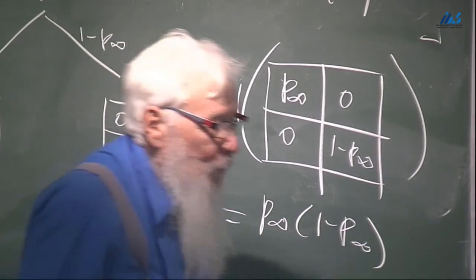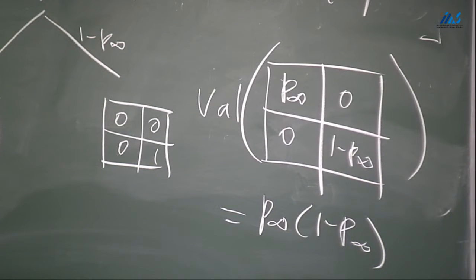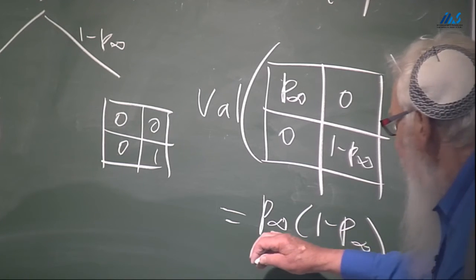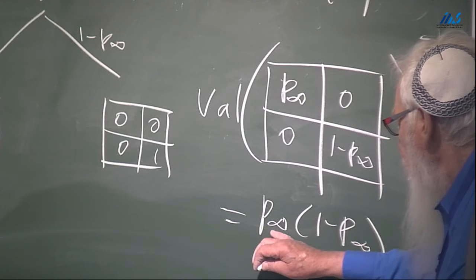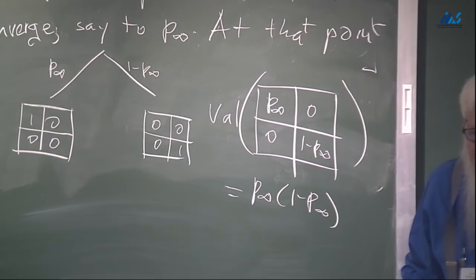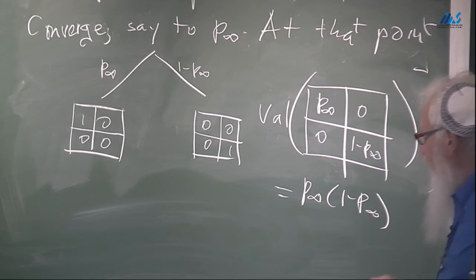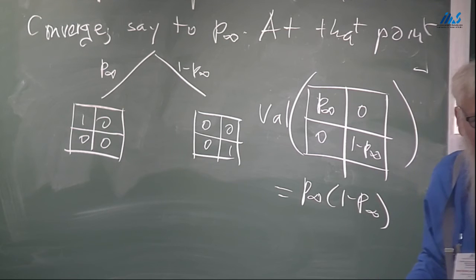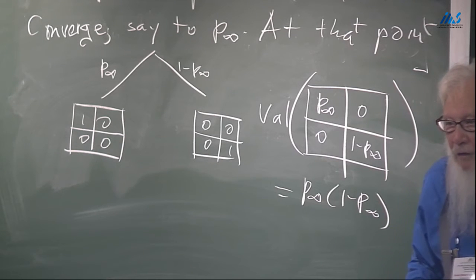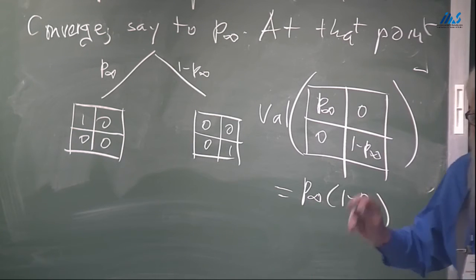So if player 1 doesn't use his information at all, then you get a quarter all the time. If at some point with some probability he uses the information, then something will happen, and in the end we'll get convergence, and the payoff will be p infinity times 1 minus p infinity. Now that's always less than a quarter. The maximum of this expression, when p is between 0 and 1, is reached when p is equal to a half. And then the maximum is 1/4, okay?